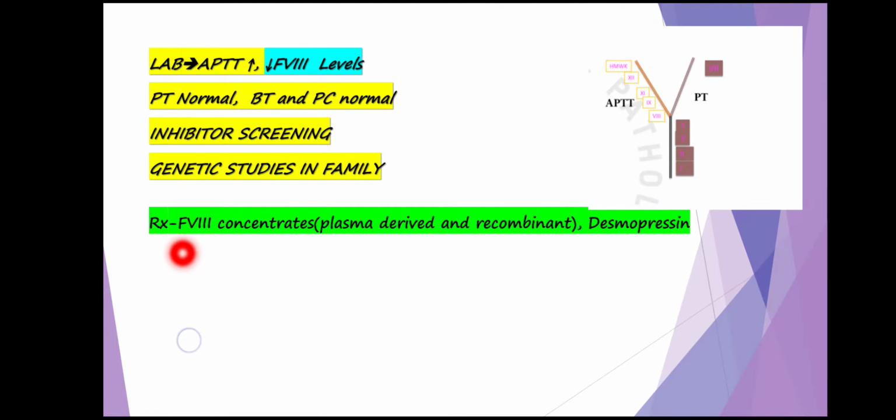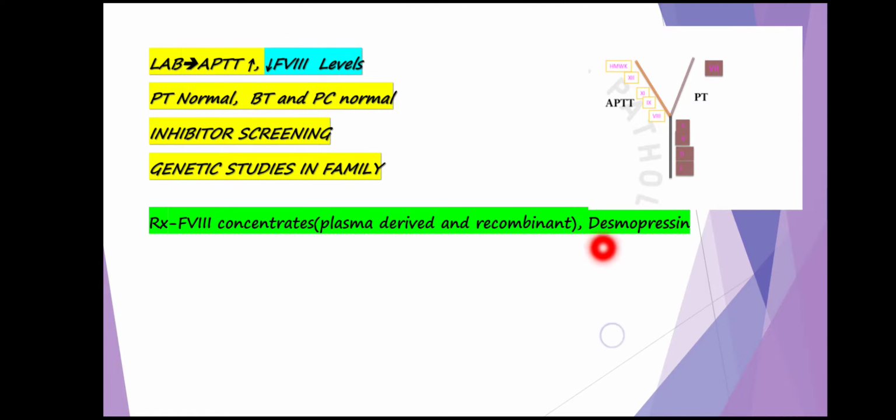Then treatment: we give the factor 8 concentrates. So in the blood bank, from the blood, component separation is done and fresh frozen plasma and cryoprecipitate are made. That is a source for factor 8, and also recombinant factor 8 is prepared and can be injected into the patient to make up for the deficiency of factor 8.